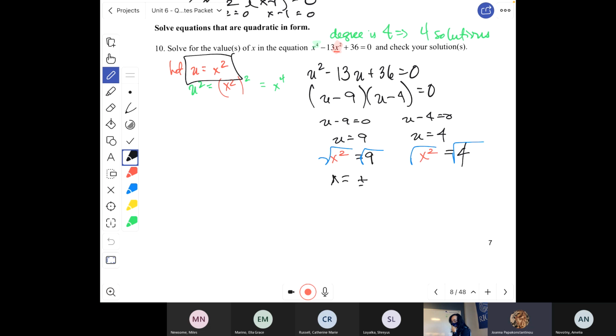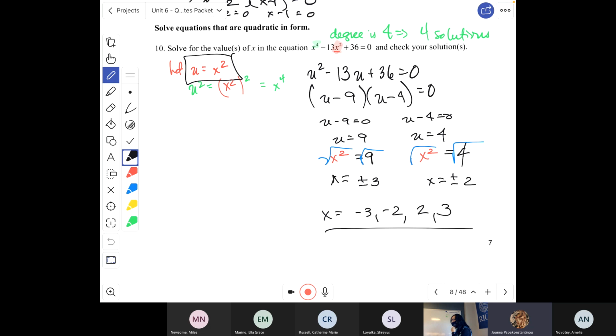Plus or minus 3, right? The square root of 9 is plus or minus 3 because 3 squared is 9, negative 3 squared is also 9. And then x equals what for this one? Plus or minus 2. So x can equal negative 3, negative 2, 2, or 3.